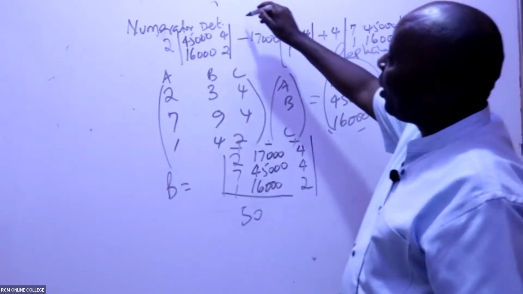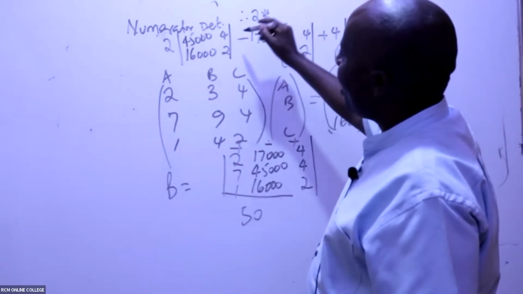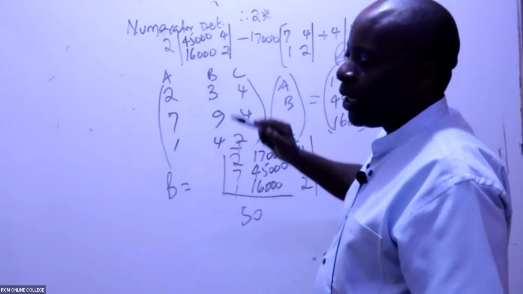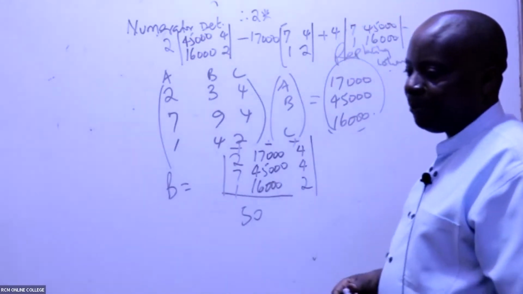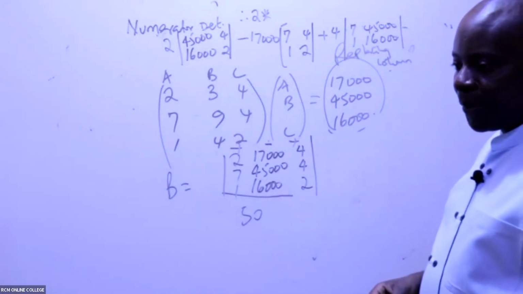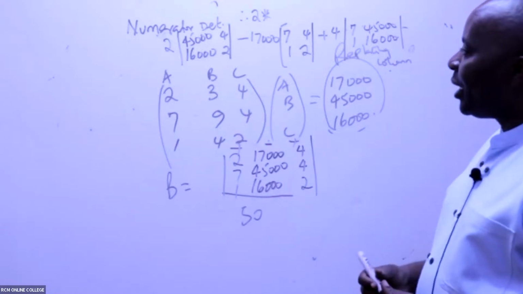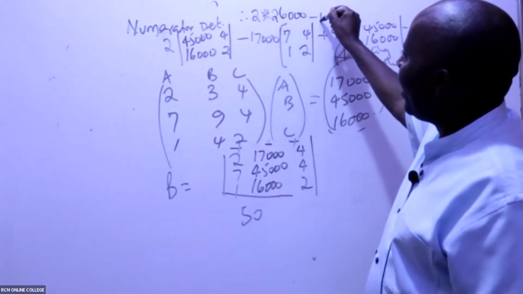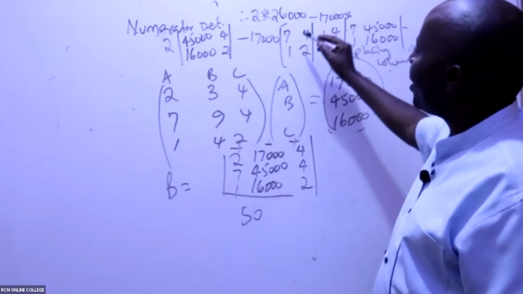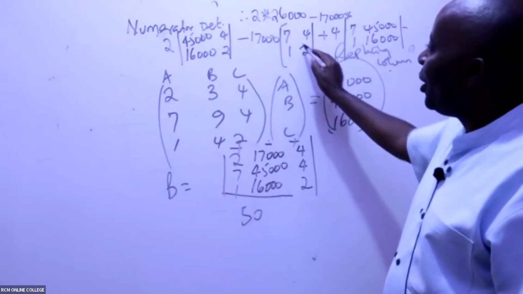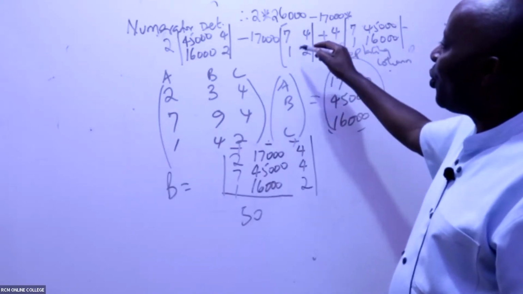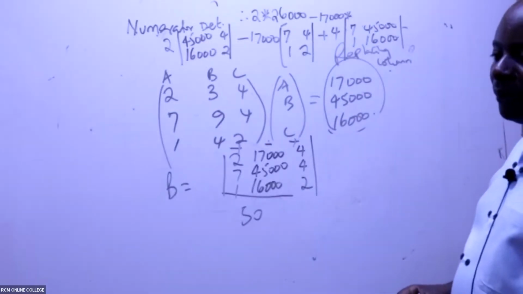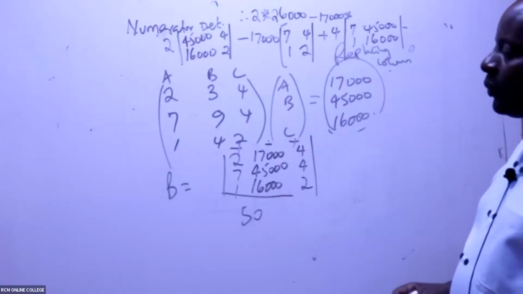So therefore, this one here will be 2 times. Are you able to give me this figure, 45,000 times 2 minus 16,000 times 4? Are you able to give me that figure, ladies and gentlemen? I will repeat. So in this case here, they are telling me it is 26,000. 26,000 minus 17,000 times the determinant. So this minus that, 7 times 2 minus 1 times 4. So this gives me 10.